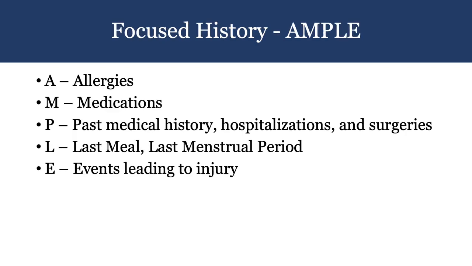So in the secondary survey, we take a focused history, and this is what is summarized in the mnemonic AMPLE history, where A stands for history of allergies, M stands for history of chronically routinely taken medications, P stands for past medical history, hospitalizations and surgeries, L stands for the last meal taken or the last menstrual period, because pregnancy sometimes can compound trauma presentations among the ladies. And then E stands for events leading to the injury that could help you establish the mechanism of injury.